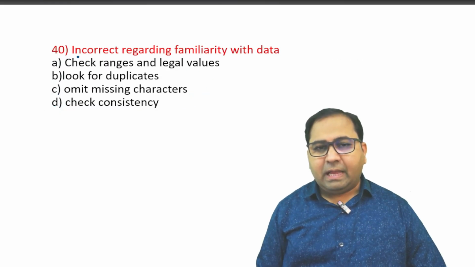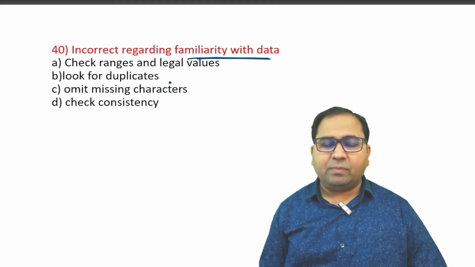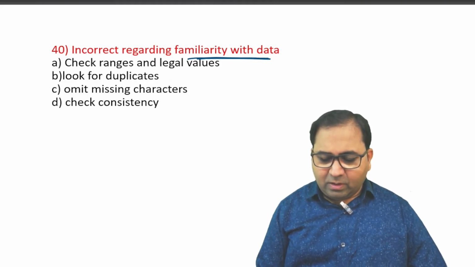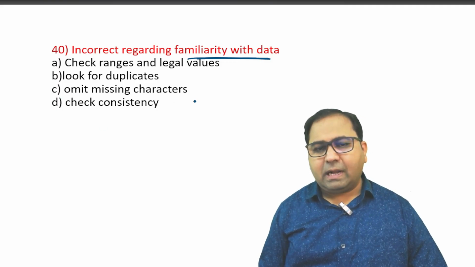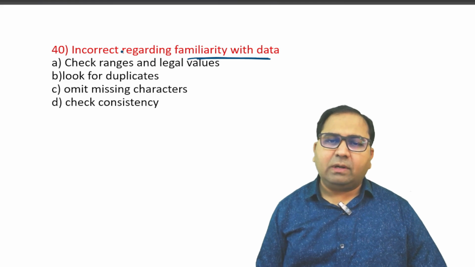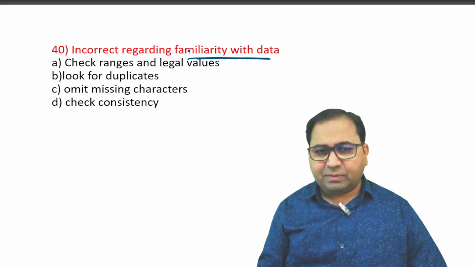Next question. Incorrect regarding the familiarity with the data. What is incorrect? Options are A. You check the ranges and legal values. B. Look for the duplicates. C. Omit the missing characters. Or D. Check the consistency. So what is not correct regarding familiarity with the data? Let us see the options again.